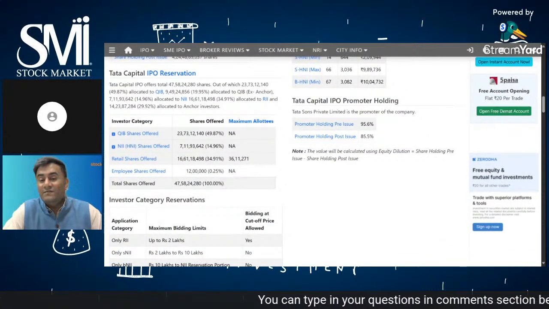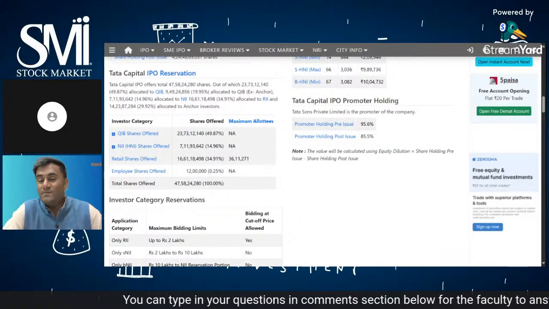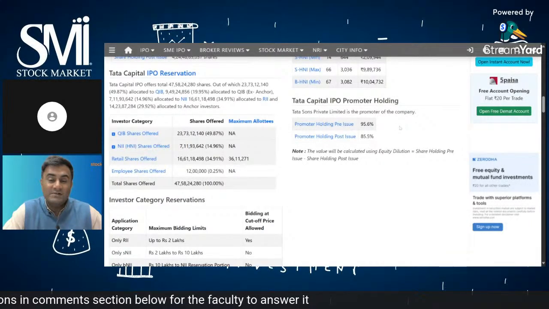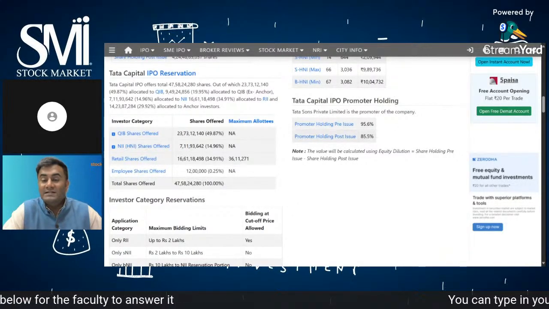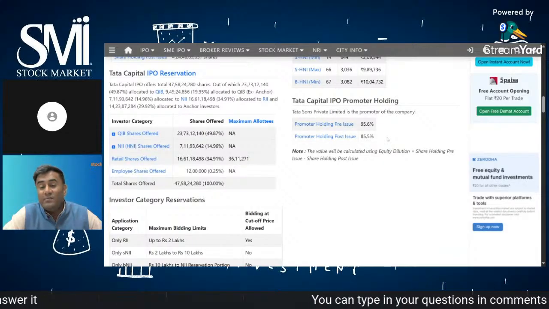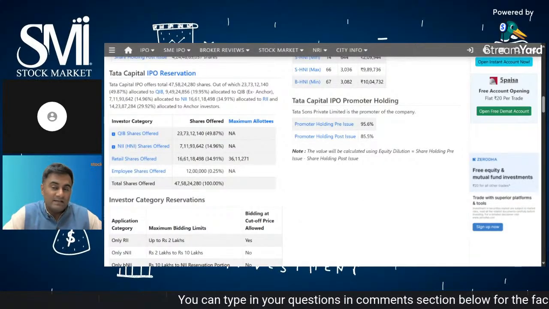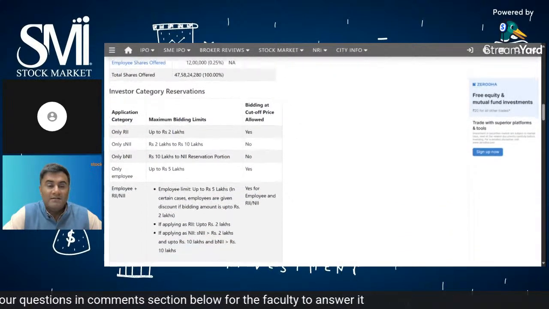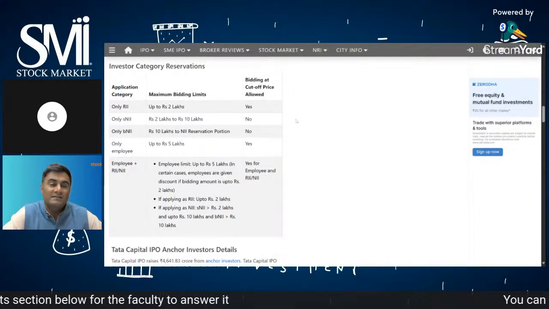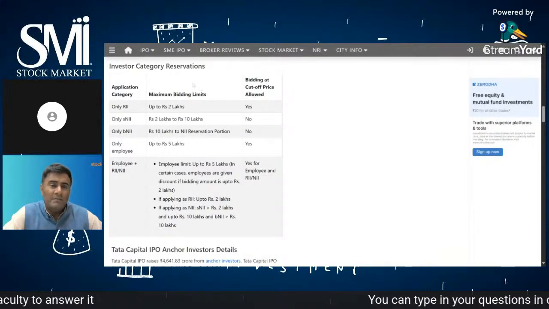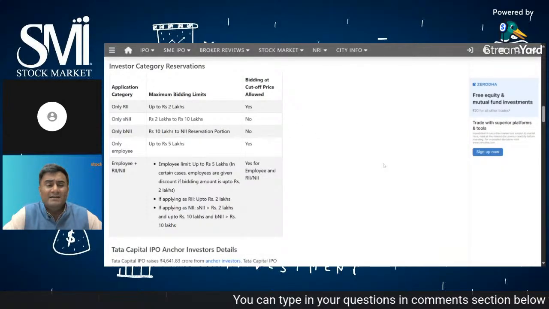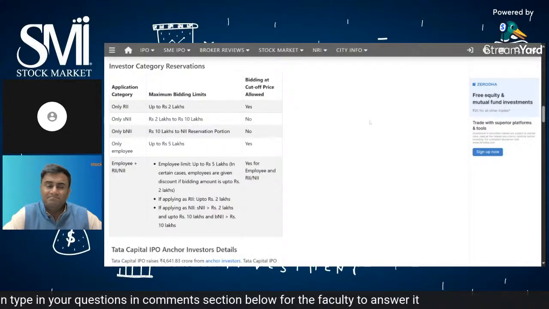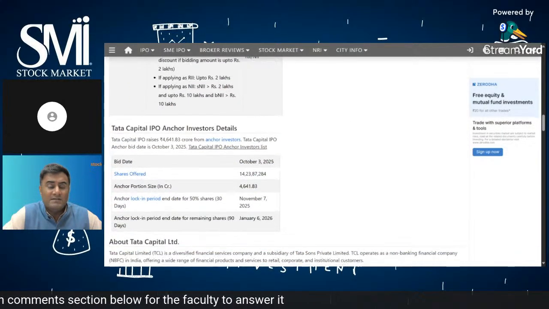Okay, then we get to know about the promoter holding. So initially, before the IPO, the promoter had 95.6% holding. After the company gets listed, the promoter's holding would be 85.5%. So they are basically diluting their stake in the company, right? And here you have your investor category limits, reservations. So if we are in the retail category, then we are applying up to 2 lakhs. Then other categories are also mentioned.